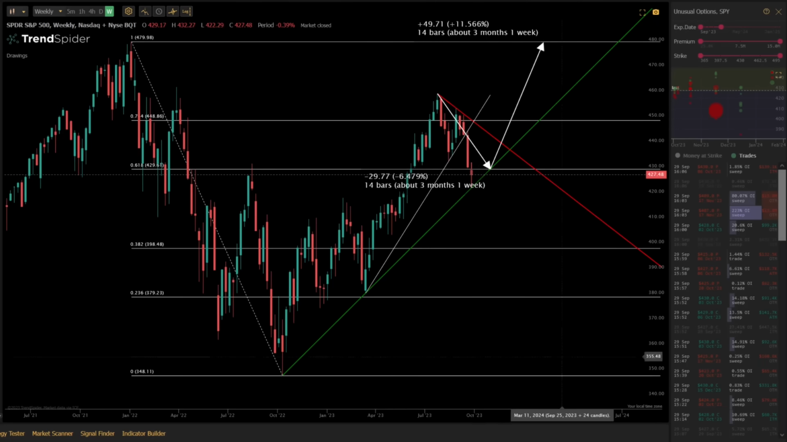And if we break below that, there is going to be a very good chance that we could go all the way back down towards 400. And that would obviously be a much more bearish scenario because that would be a very powerful downtrend that is likely going to take us to much lower prices. So this support zone between the support trend line and this level at 430 on SPY is very critical.